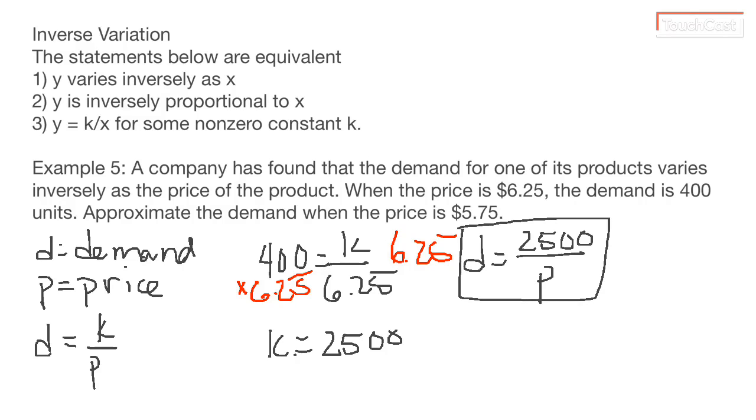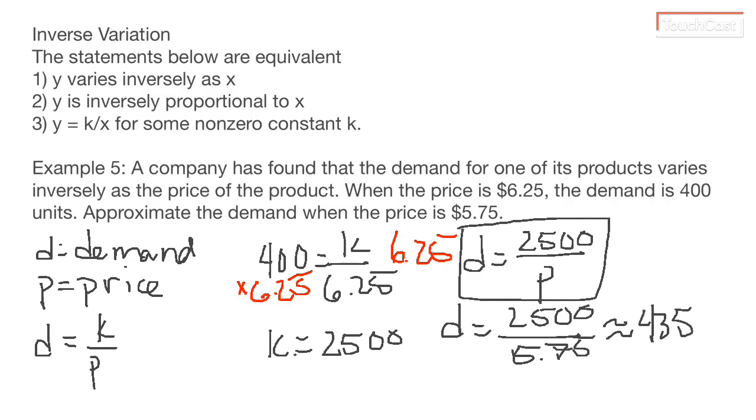This is not our final answer. We were asked to approximate the demand when the price is $5.75. So we're just going to replace P with that. So the demand is going to be 2,500 divided by 5.75, which is approximately 435 units. So if this company changes the price of their product to $5.75, they can expect the demand to be about 435 units.